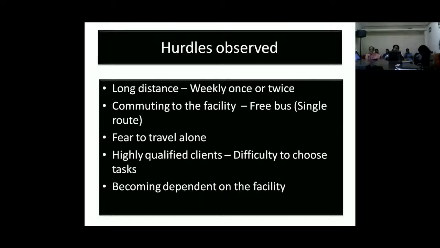A few hurdles observed are distance from the center. So we have a free bus facility. It is only on a single route, which tries to cover as many areas as we can. Another issue is that certain clients and families are afraid to send the client alone to the center. The most challenging issue we have is the difficulty of choosing the right task for highly qualified patients. They feel the tasks at the VPC are too low for their level. And certain clients become dependent on us, and it is very difficult to plan exit routes.